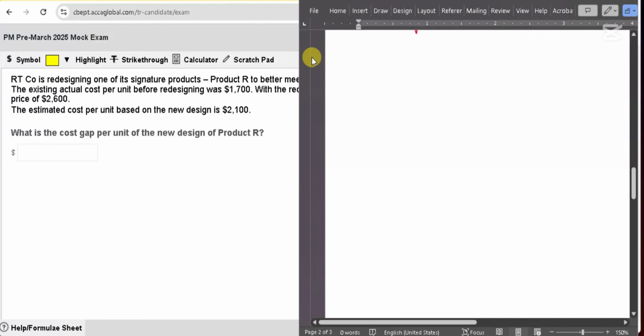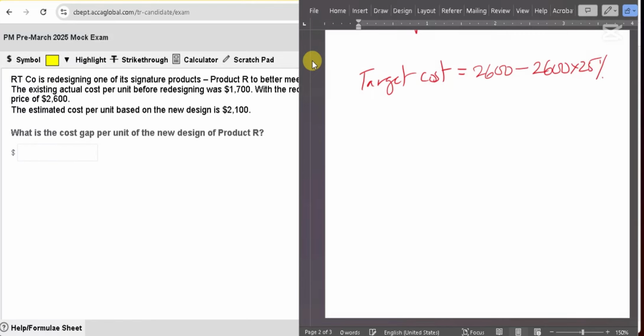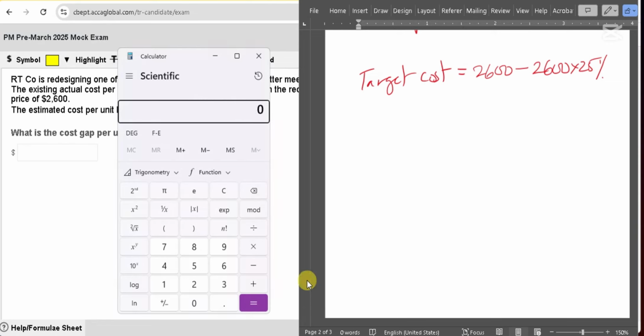You know, target cost is going to be, this is from target costing, price minus desired profit. Price is 2,600 minus profit, which is 25% margin. So I can apply on this. So that is going to be $2,600 minus 2,600 into 25%, 0.25 shall I say? 1,950 is the target cost.